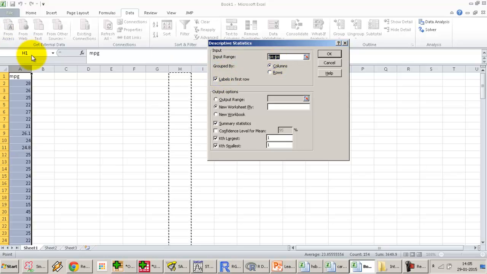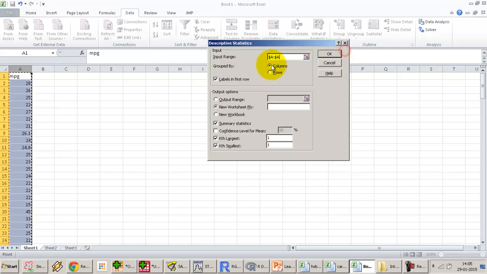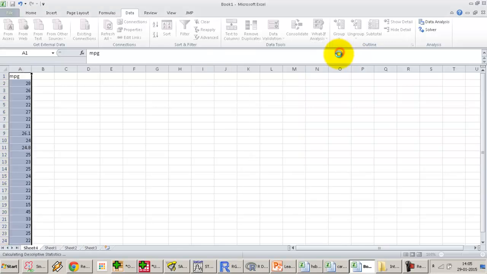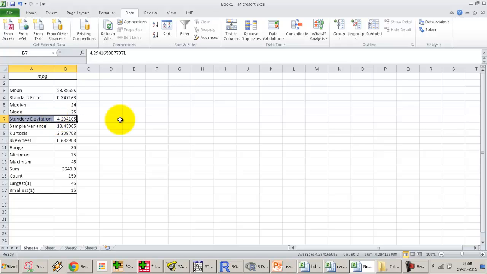Select the variable, column A, labels in first row, and find the summary statistics. And here we've got the mean and we've got the standard deviation. So the mean for this variable is 23.855, standard deviation is 4.294. So let's find out the upper and lower limit for the first standard deviation. So I'm going to do this is upper limit, and we get the lower limit.